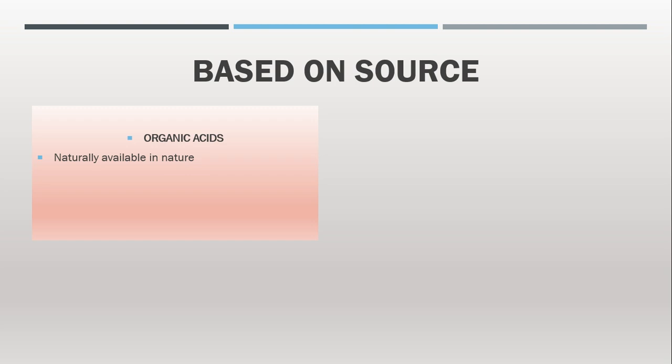So that is why those substances which are obtained from nature or naturally, we don't have to manufacture it, those acids are called organic acids. They are generally weak in nature. Most of the organic acids are weak in nature. Weak in nature, that is why we can eat it.